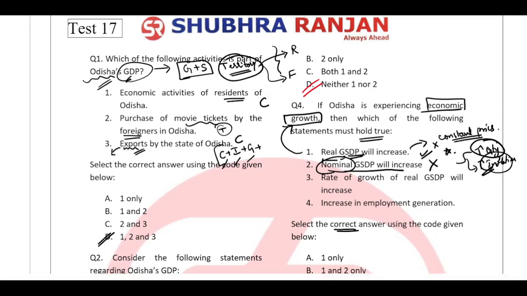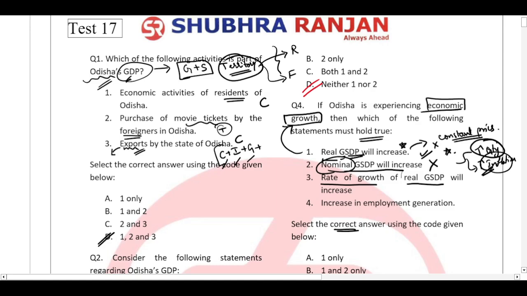Coming to statement number 3, the rate of growth of real GSDP will increase. So read it carefully. The rate of growth of real GSDP will increase. They are not saying real GSDP will increase, which is the absolute number. They are saying the percentage change, the rate of growth of the real GSDP, will increase.